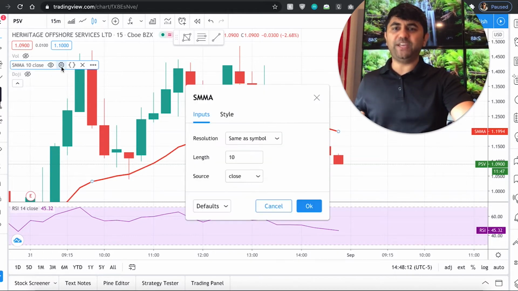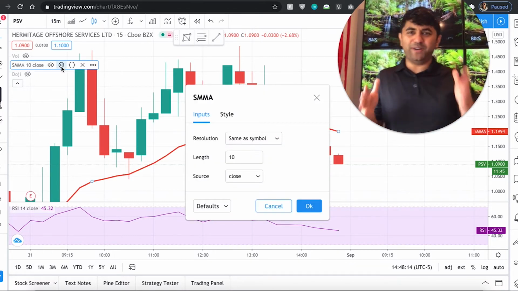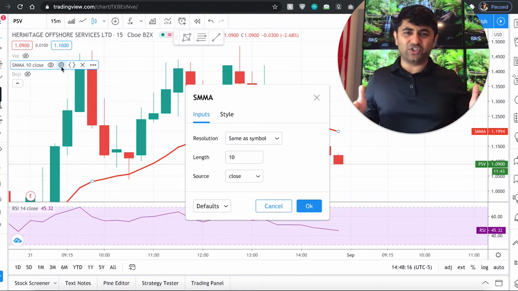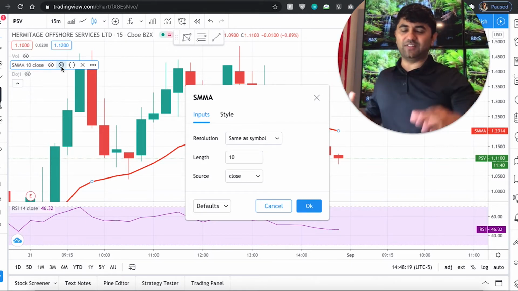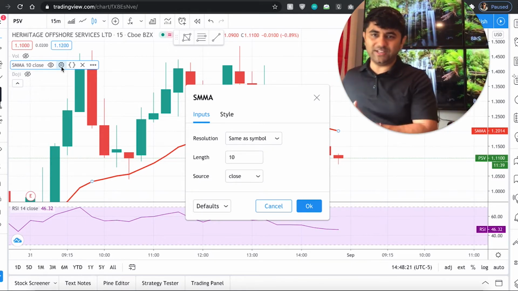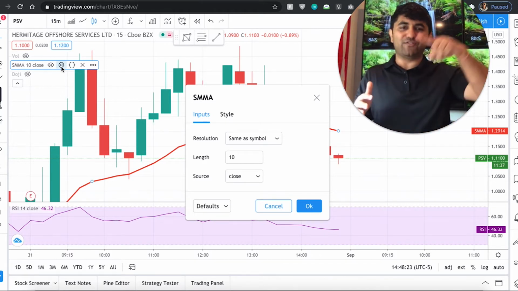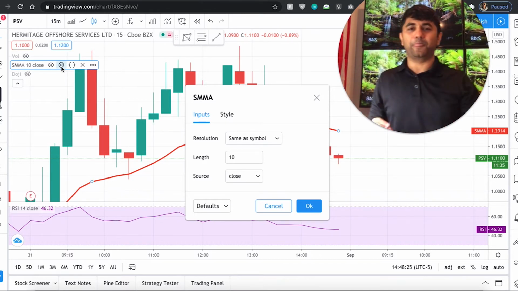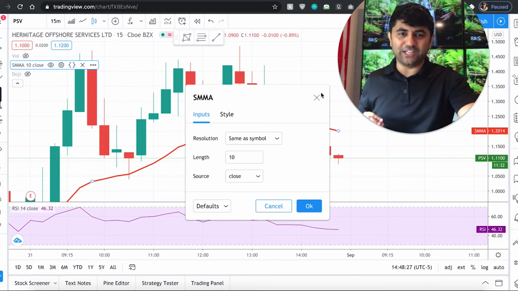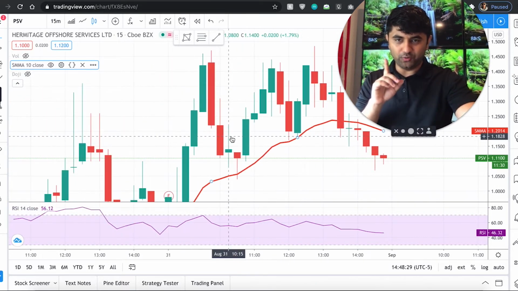SMA line. Now, SMA is an average. I'm trying to get an average of the last 10 closing prices. That's an SMA line, a smooth average, like a smooth line. Now, how do you use an SMA line to trade?